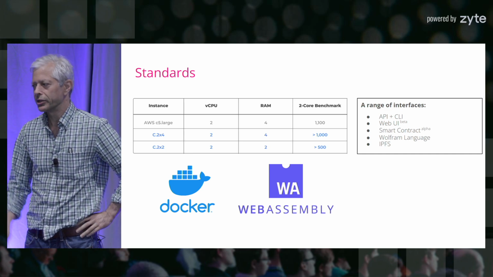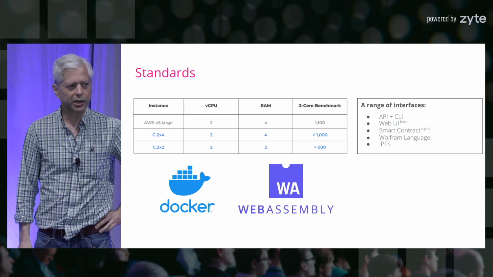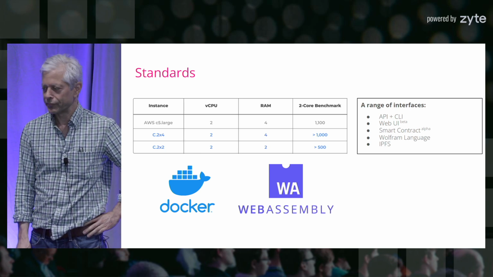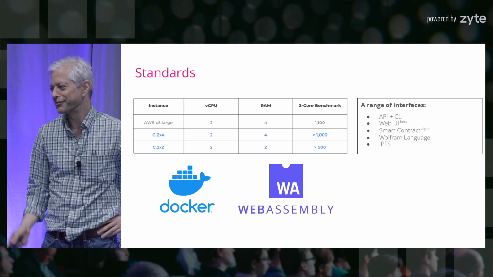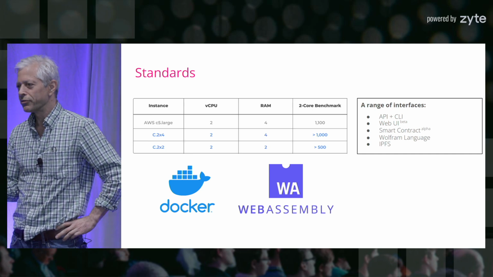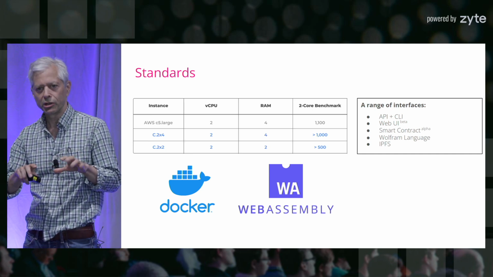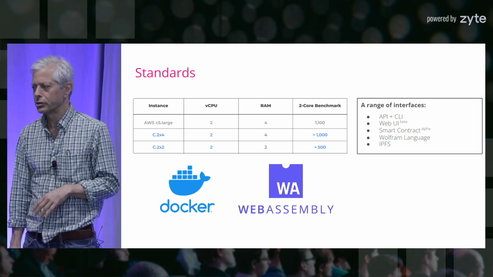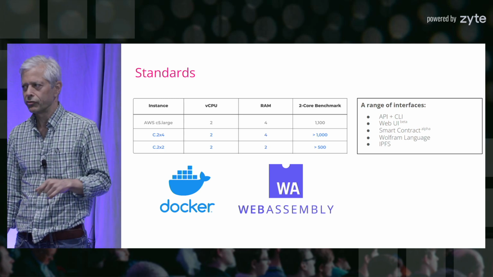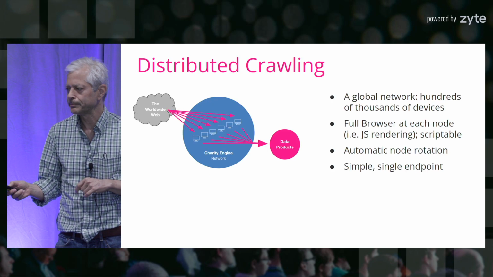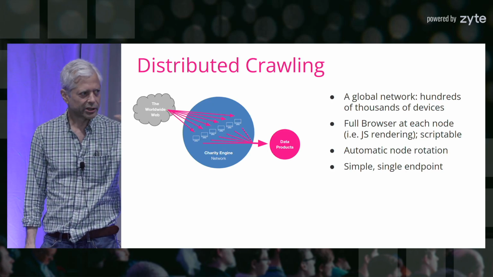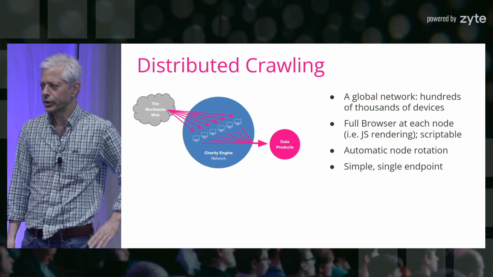We have an API, a CLI, a web UI. You can provision and use resources by smart contract, although in all candor, no one's ever used that. We have a Wolfram language integration, so you can call our compute resources right from your Wolfram language code as if it was on your local device, and we can read and write data from IPFS.